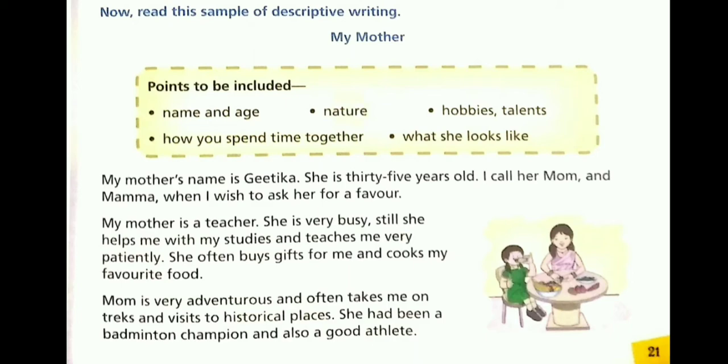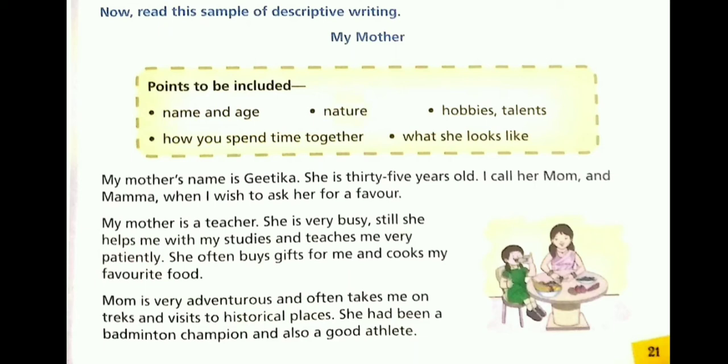Then we have how you spend time together. That means in this you need to write how you spend your time with your mother. And at last, what she looks like. So these are some hints given. With the help of these hints, you can write the paragraph. And we call it descriptive writing because it is describing your mother.